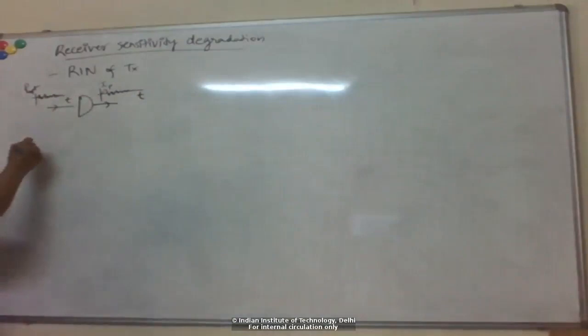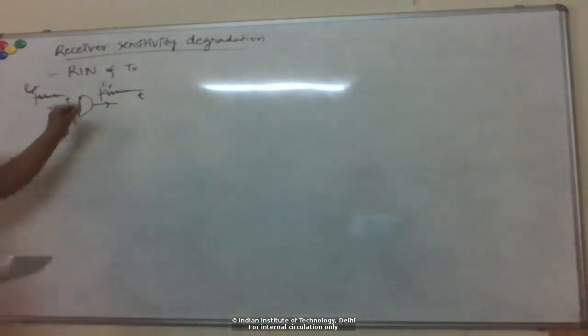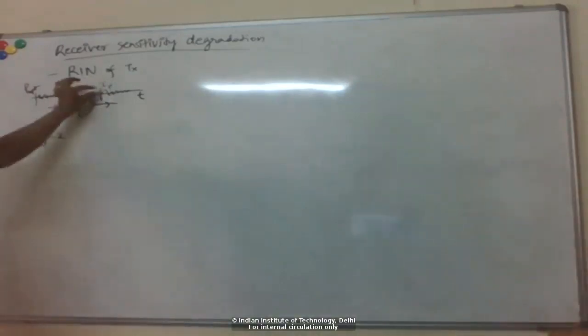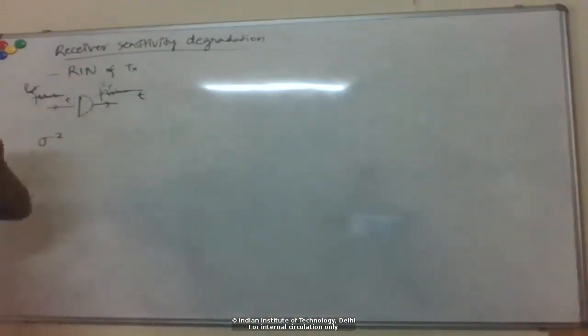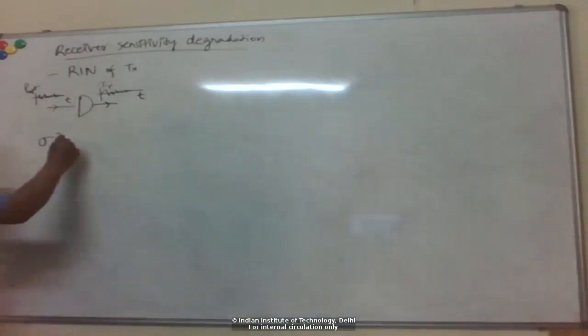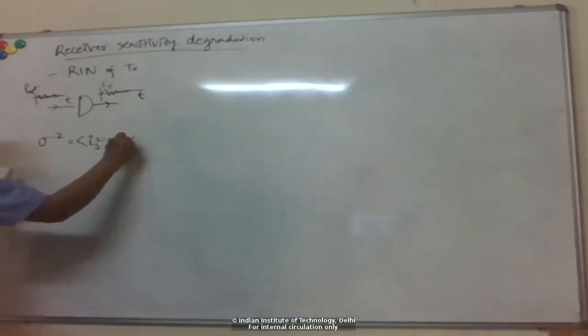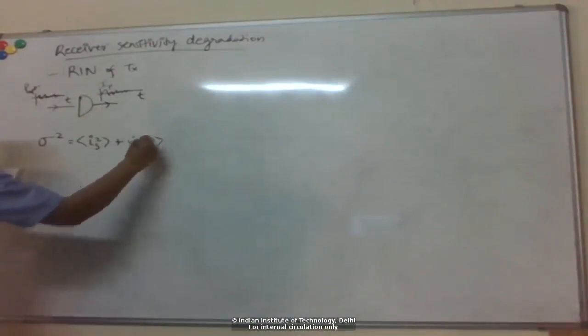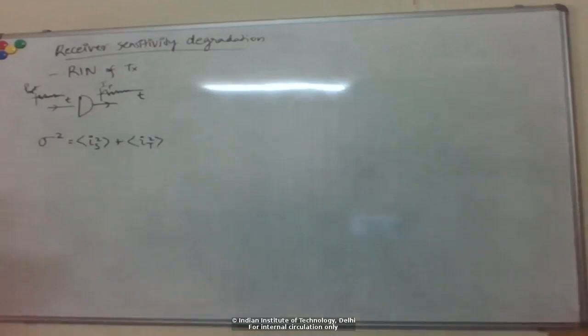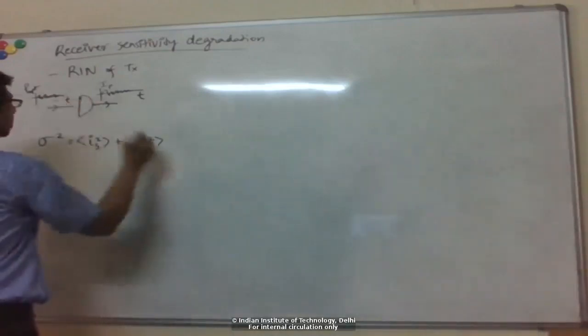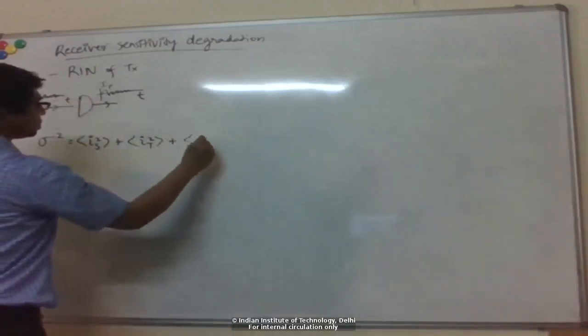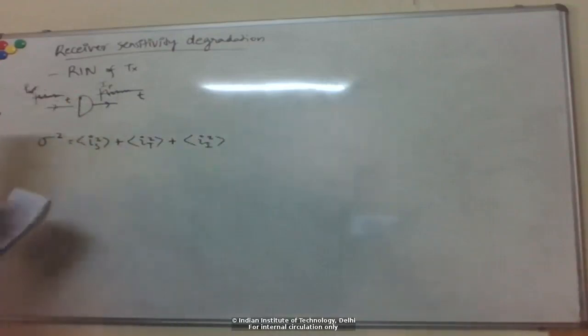So now if you look at the total variance, or the variance of the photocurrent here due to noise, that will have the usual shot noise and thermal noise that we have already discussed from the receiver, plus this extra component coming from the RIN of the source itself.